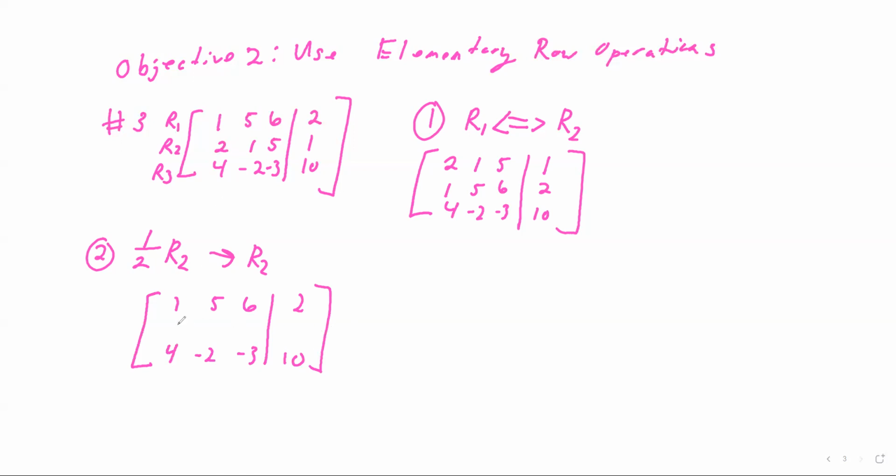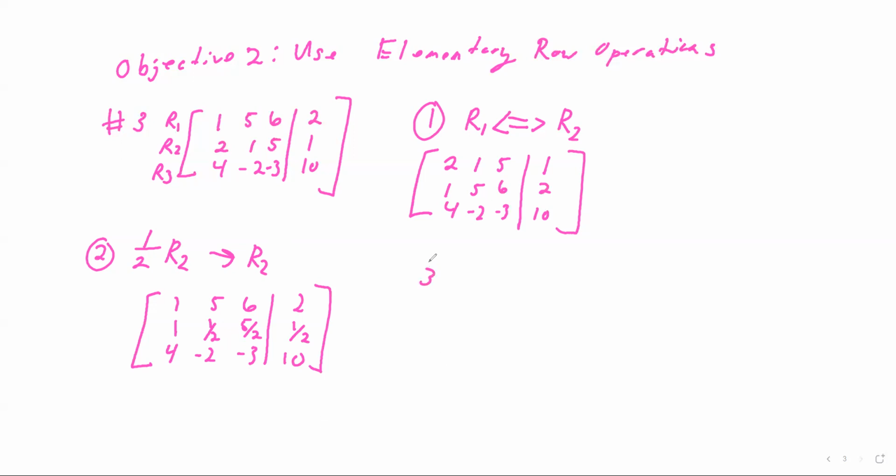So half of 2 is 1, so that new result goes there. Half of 1 is a half, that result goes here. Half of 5 is just 5 halves, so that result goes here. Half of 1 is a half, so that result goes here. So again, all this means is I'm going to take half of row 2, and I'm going to write the results in row 2.